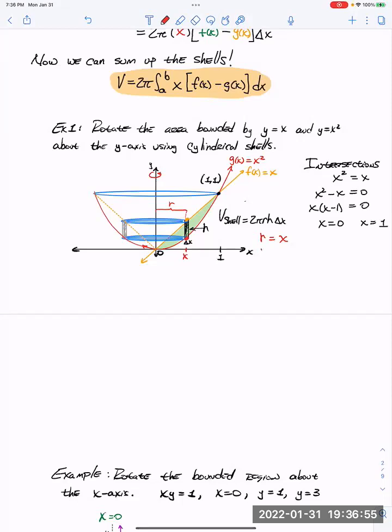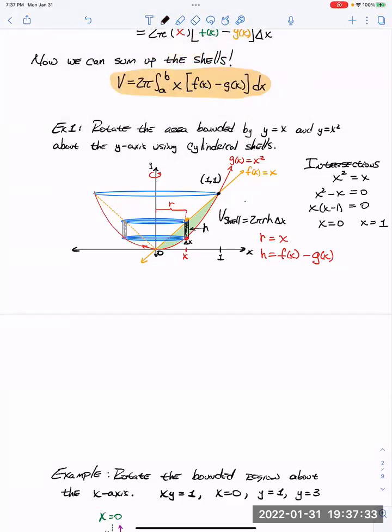Now the height, a little bit different. The height is the larger y value, subtract the smaller y value. But the larger y value is coming from f of x, right? So my larger y value is f of x, subtract, what's my smaller y value, which is down here, the lower function is g of x. So that would be g of x right there.